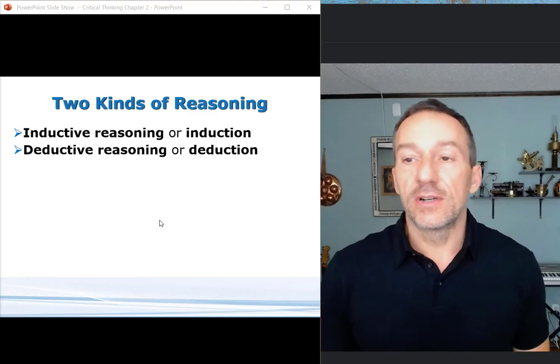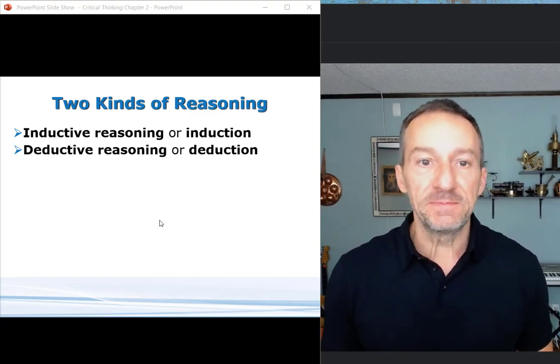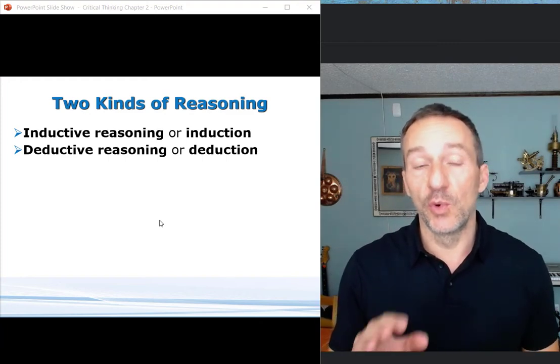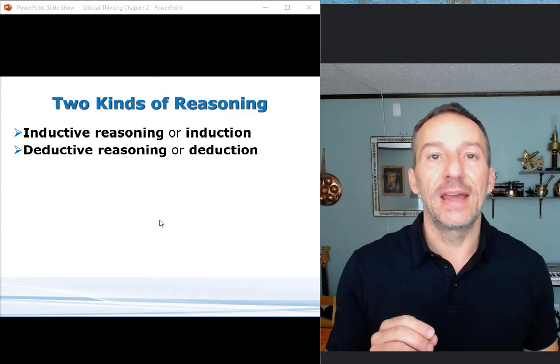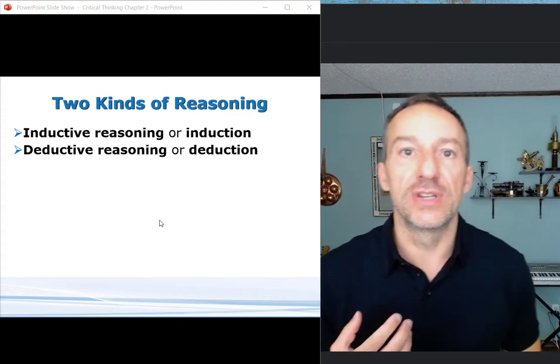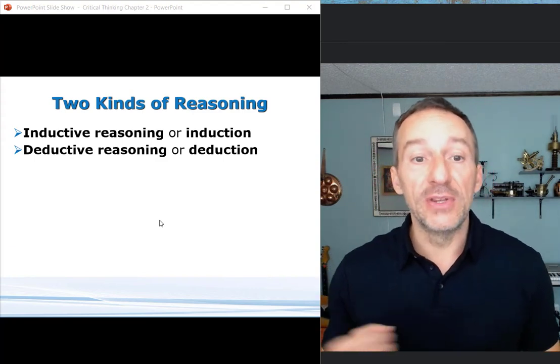All right, so we're going to start off chapter 2 by discussing inductive and deductive reasoning. It's important to understand the difference between these two because they have different rules, they have different uses, and a difference in the degree of certainty in the conclusions that these kinds of reasoning can make. Right off the bat, they both use evidence.